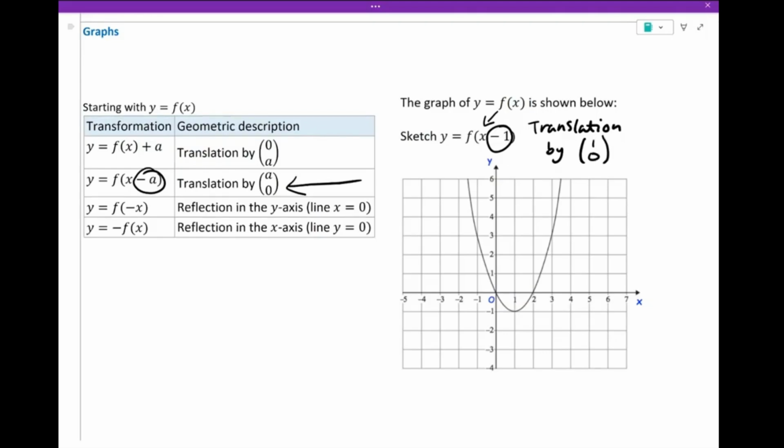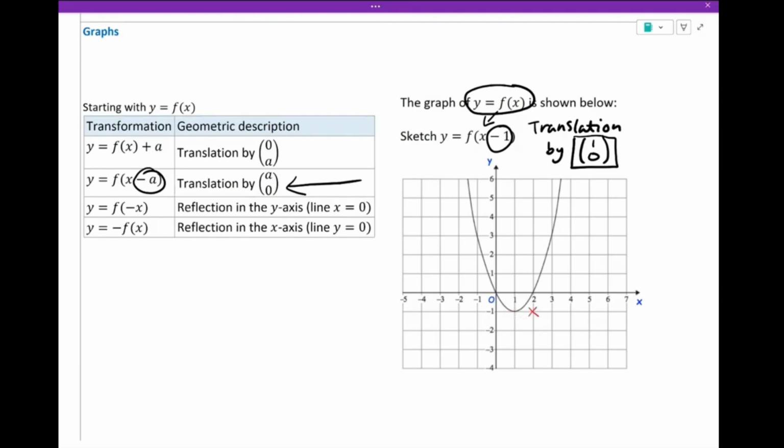So we need to go to the graph that's already drawn here, which is y equals f of x, and we need to translate all the points by (1, 0). So what you should do is go to some of the points where you can clearly see the coordinates. For example, the turning point could be a good one because it goes through the corner of a box, and you need to carry out a translation by (1, 0). That means move the points 1 to the right. So if this point moves 1 to the right, it's going to end up here. That's that point done.